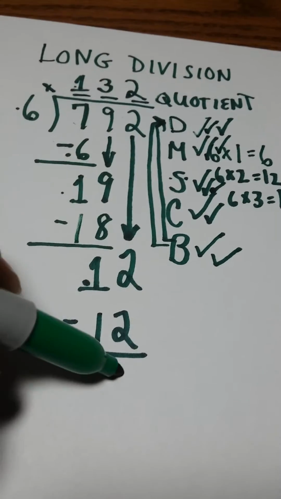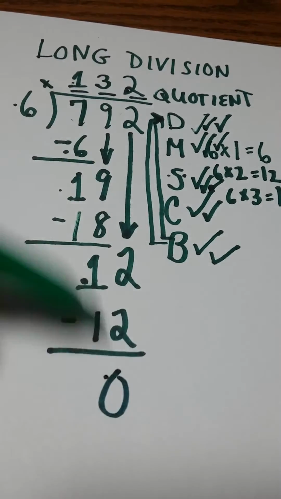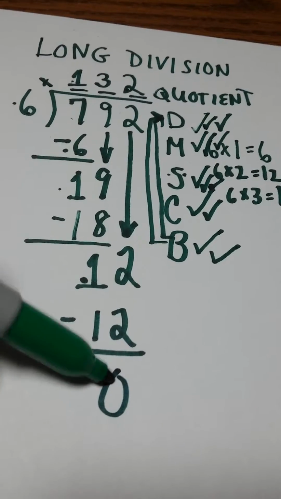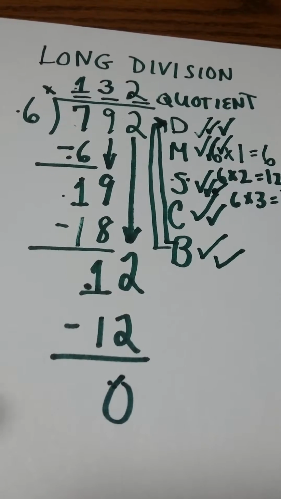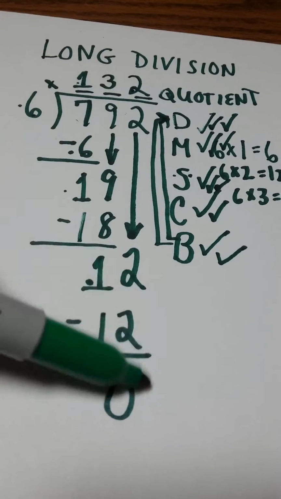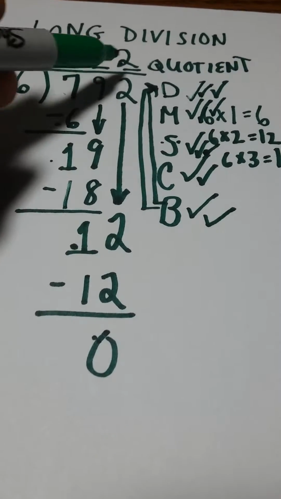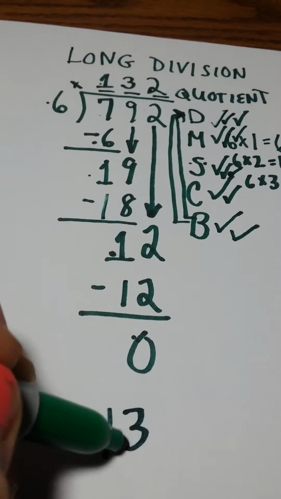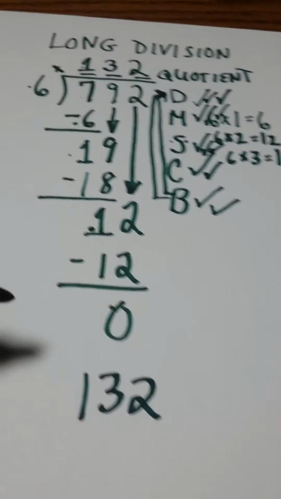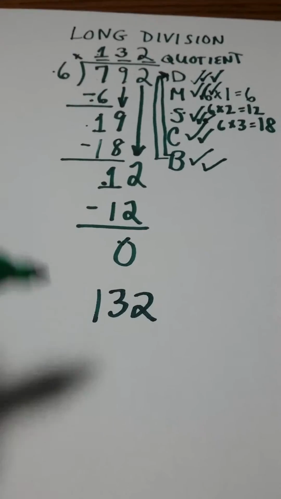Subtract. Check. 0 is less than 6. 0 happens to be the end of the problem because there is no remainder and there's nothing left to bring down. So my answer is 132. What did I ask? I asked how many marbles would each person get? Each person would get 132 marbles.